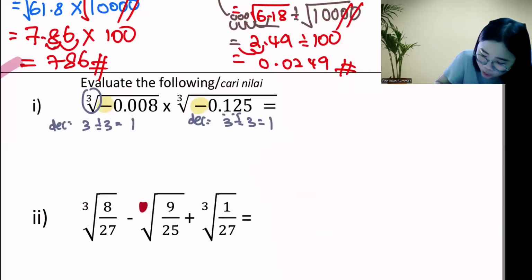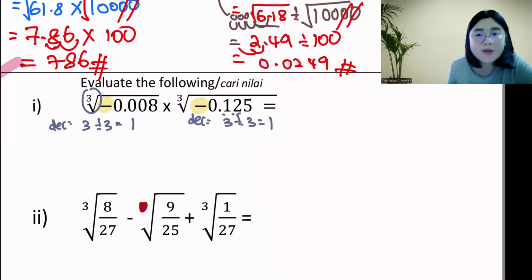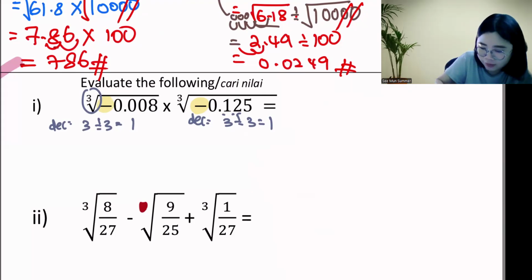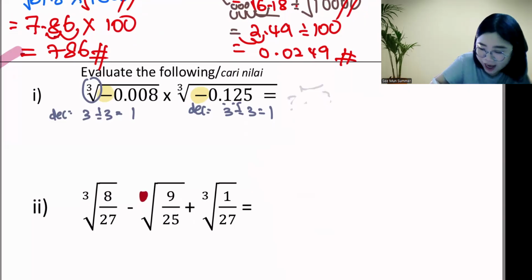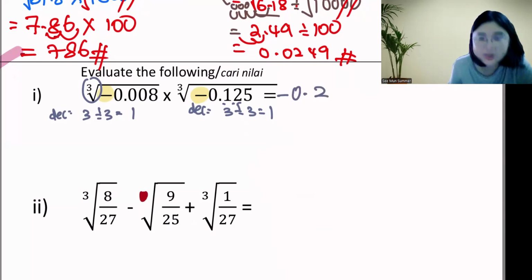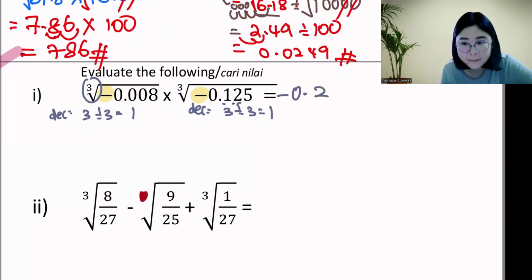So now let's go. So 8. So what is the answer for this? If you don't know, press calculator. You press cube root of 8. Sorry, cube root, punca kuasa 3. So the answer will be 2 if you got it. So 2, I need 1 decimal, it will be 0.2. And then negative 0.2, I follow the negative side.